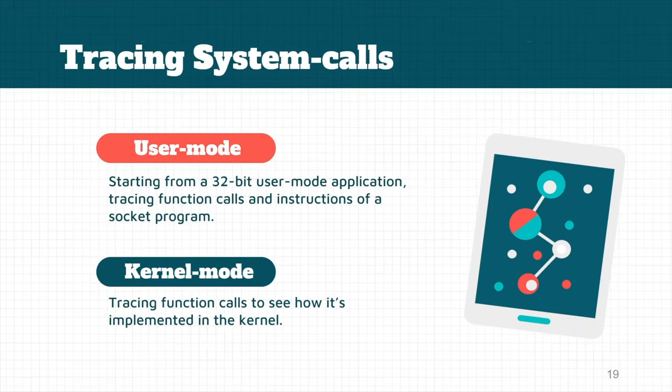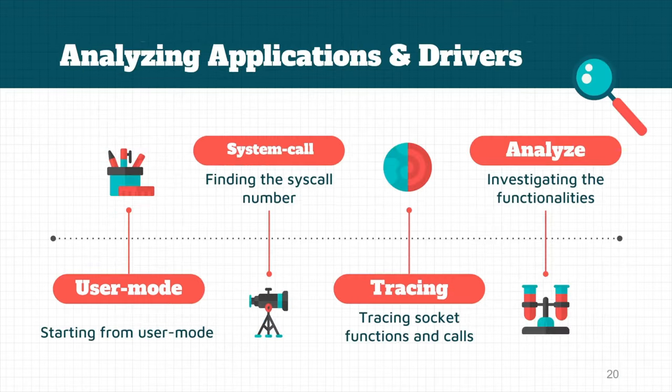First, we're gonna start a 32-bit toolkit application, a simple network application. Then we will trace it from kernel mode to user mode, and also we will see some of the commands that we see in this part. So the basic scenario is, starting from user mode, we will find the system call and the system call numbers. Then we try to trace the socket and the functions and calls, and then we try to investigate and analyze the functionality.